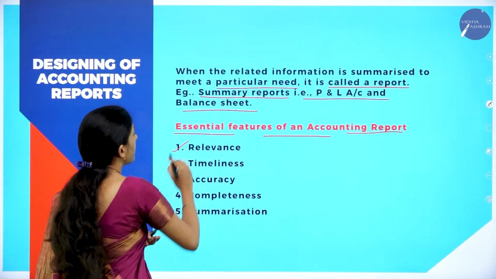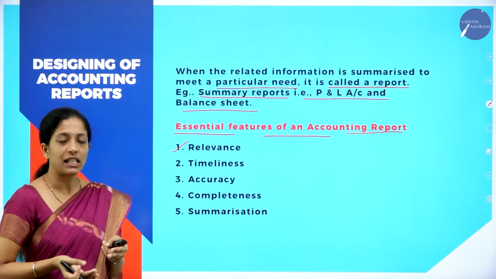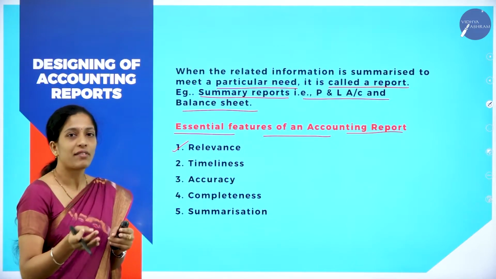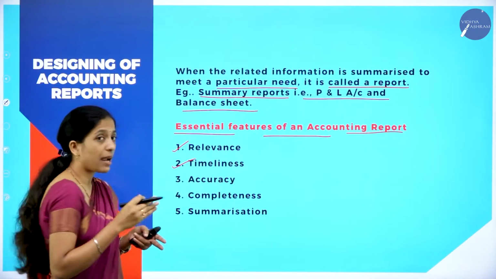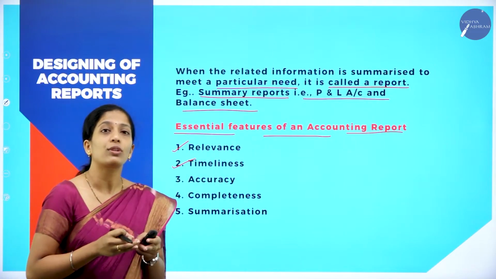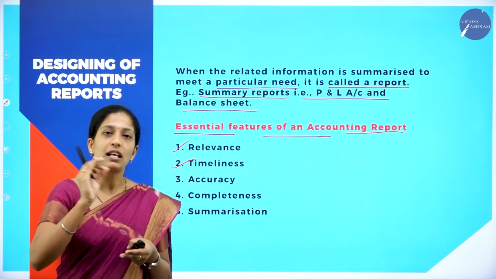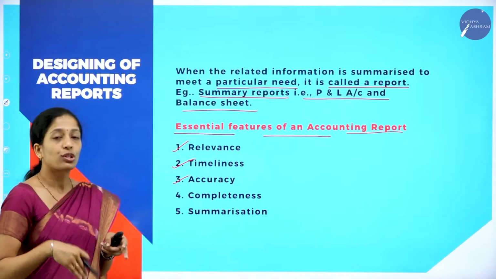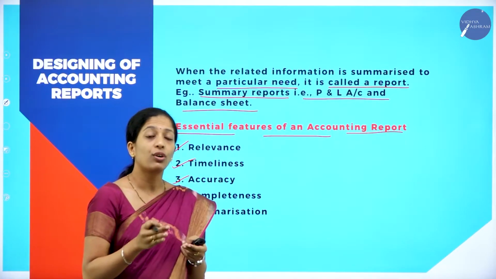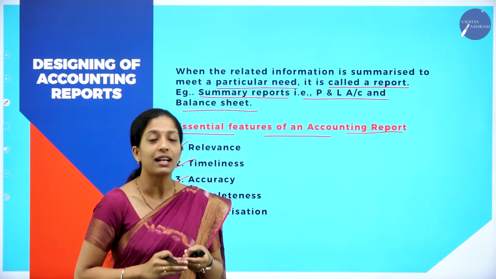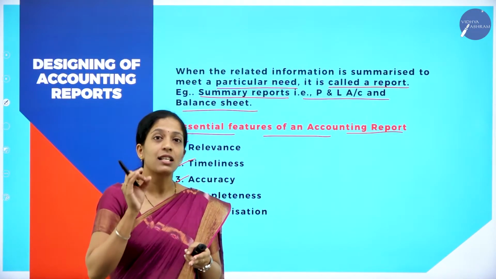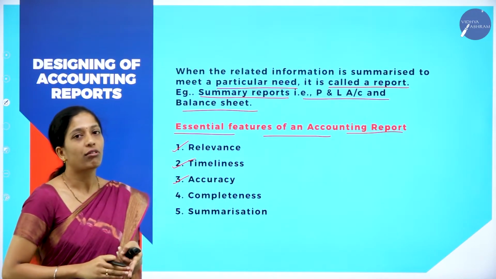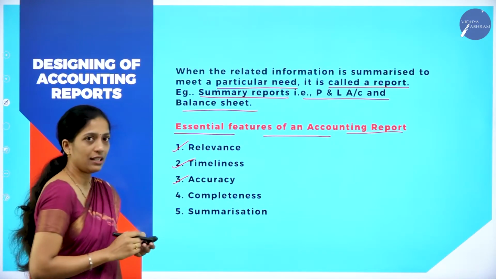The first one is relevance. The accounting information has to be relevant in nature. The next one is timeliness. It has to be provided to the user at the right time, at the right place. Next one is accuracy. Through computerized accounting system, we know the main advantage of computer is its accuracy. In the sense, it will provide the exact information. So here also, the accounting report should be accurate in nature.